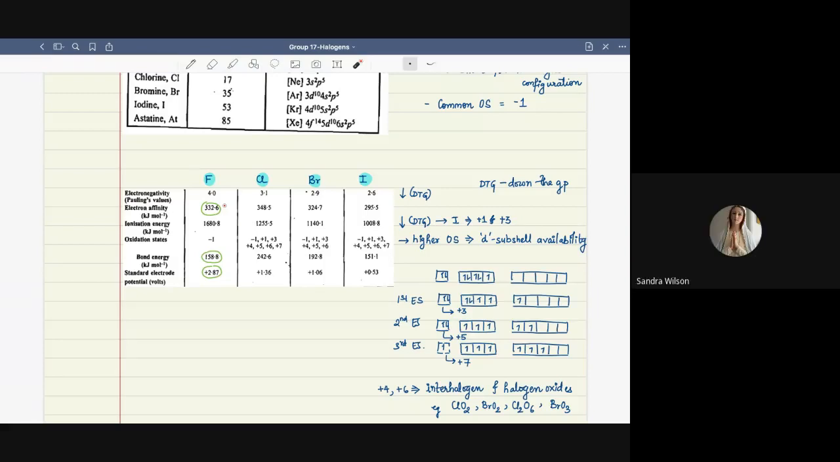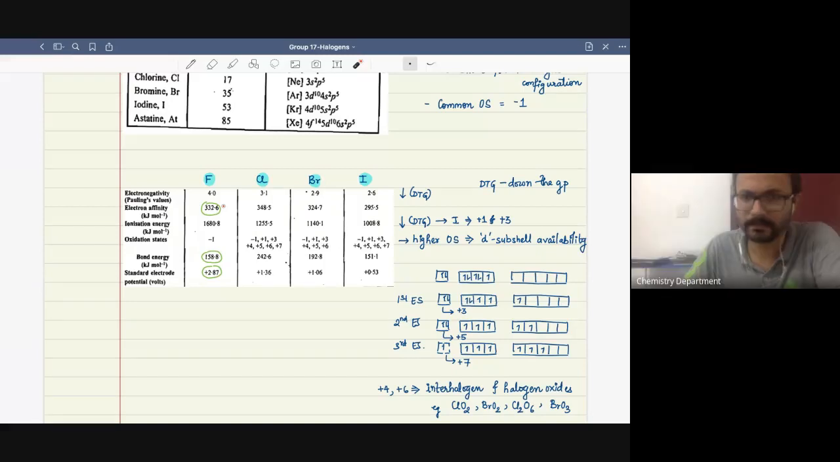Fluorine has no d orbital, so chlorine has, in chlorine there will be interelectronic repulsion.